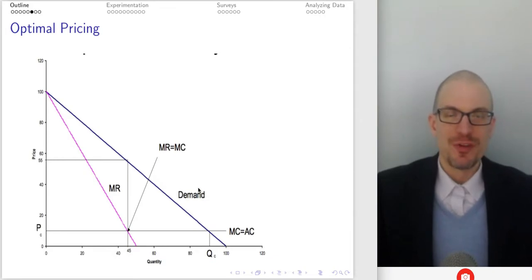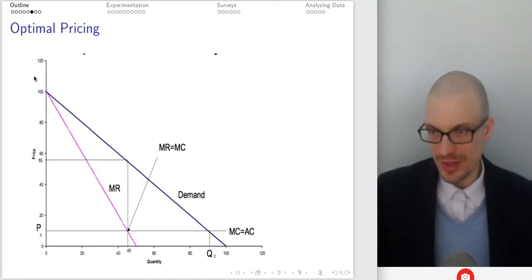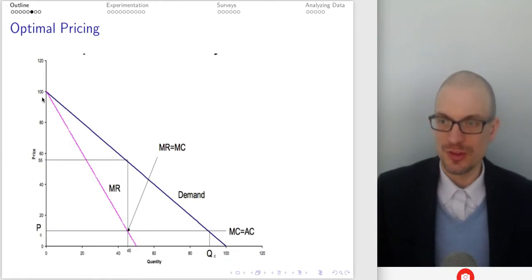Here's the graph of this problem, right? So we have the inverse demand, we have price on the vertical, quantity on the horizontal. The inverse demand has a vertical intercept of 100, horizontal intercept of 100. Marginal revenue has the same vertical intercept, but twice the slope. So it's actually going to cross at 50.